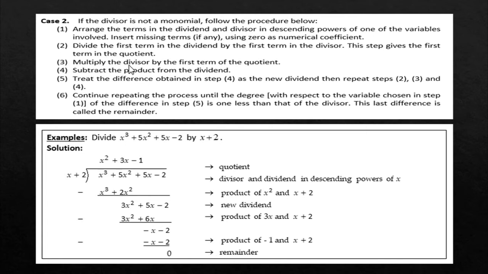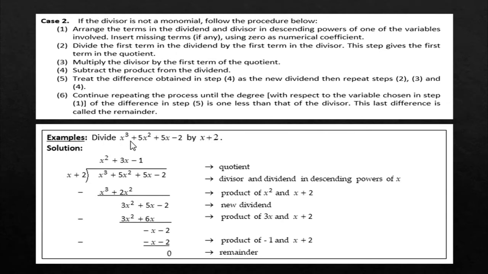Third, multiply the divisor by the first term of the quotient. Fourth, subtract the product from the dividend. 5. Treat the difference obtained in step 4 as the new dividend, then repeat steps 2, 3, and 4. 6. Continue repeating the process until the degree with respect to the variable chosen in step 1 of the difference in step 5 is 1 less than that of the divisor. This last difference is called the remainder. Okay, let us have examples.